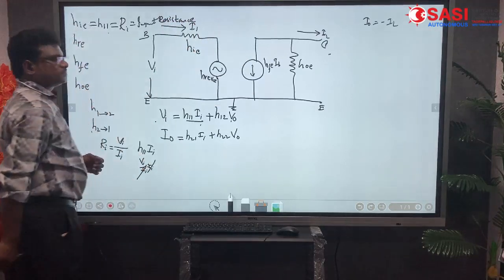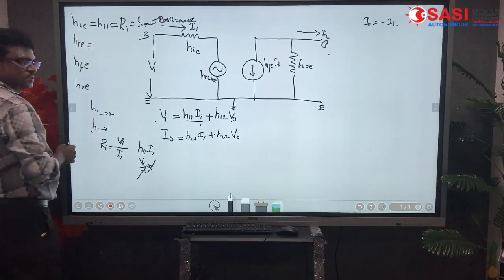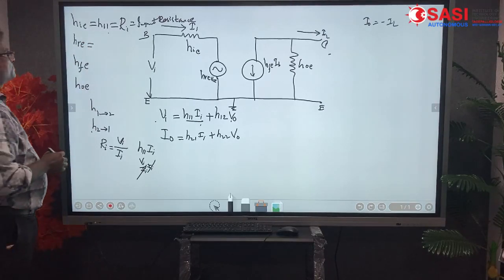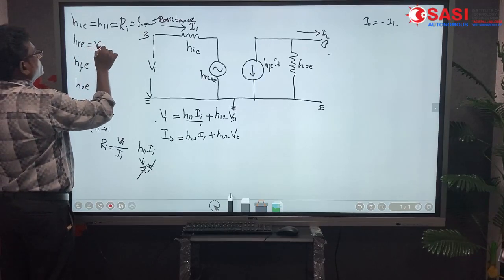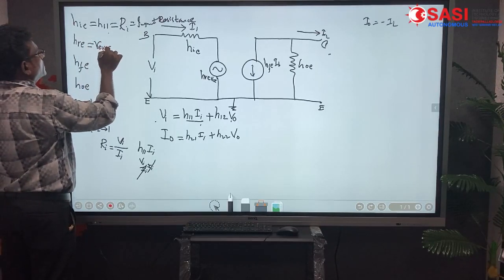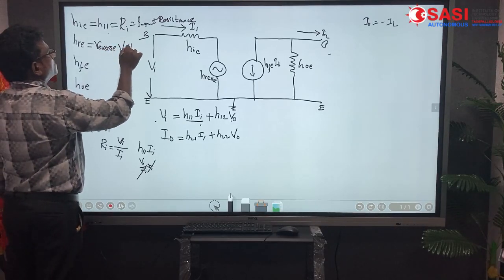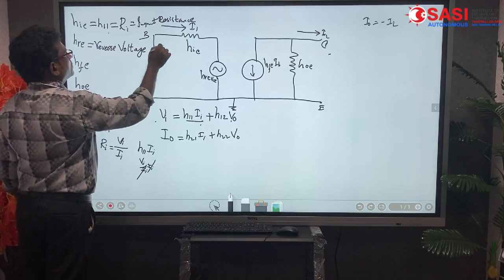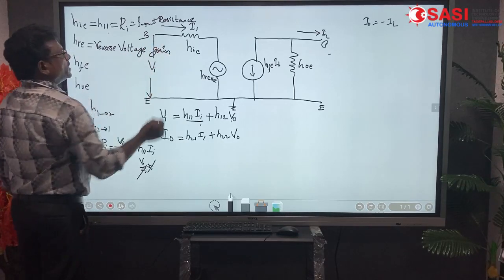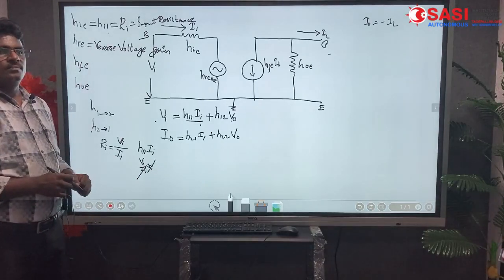Input resistance. HRE, I named this as reverse voltage gain. Reverse voltage gain. What is gain?